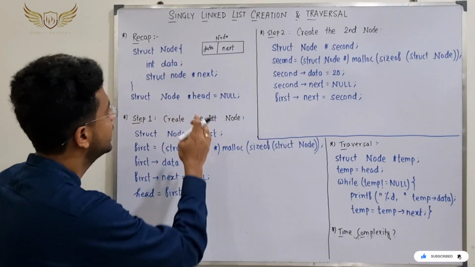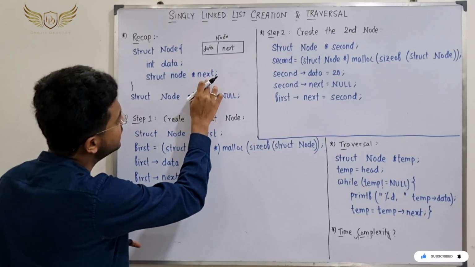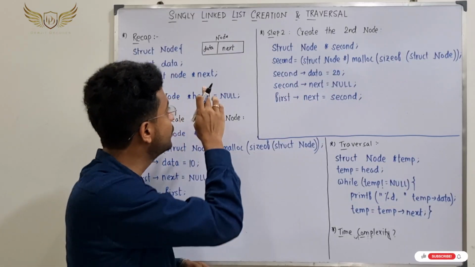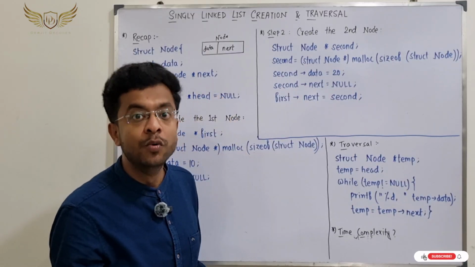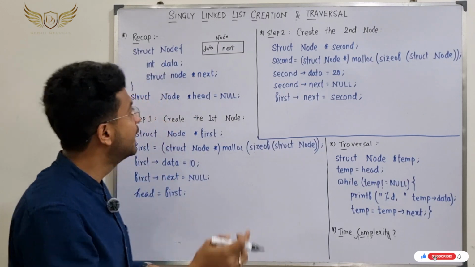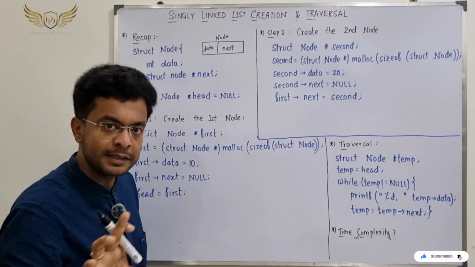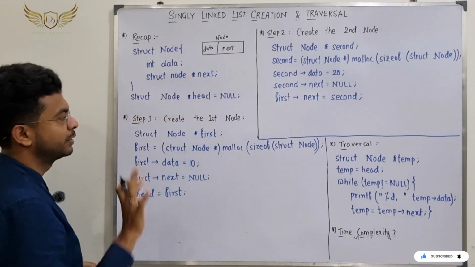So in this case, if it is star next, what does that mean? Next is a special pointer variable. That means next will be holding some address. And which type of address will it be holding? It will be holding the address of a node. That's why it is of type struct node. As simple as that. We have already talked about this.